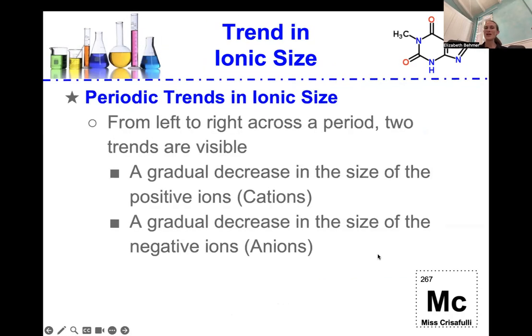So from left to right across a period, two trends are visible. A gradual decrease in the size of positive ions, cations, as they are losing electrons, they're becoming positive and becoming smaller. And a gradual decrease in the size of negative ions, because those are anions.